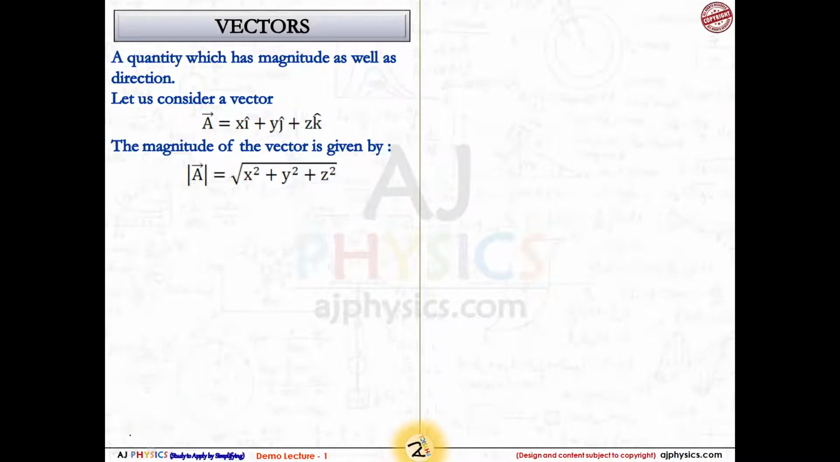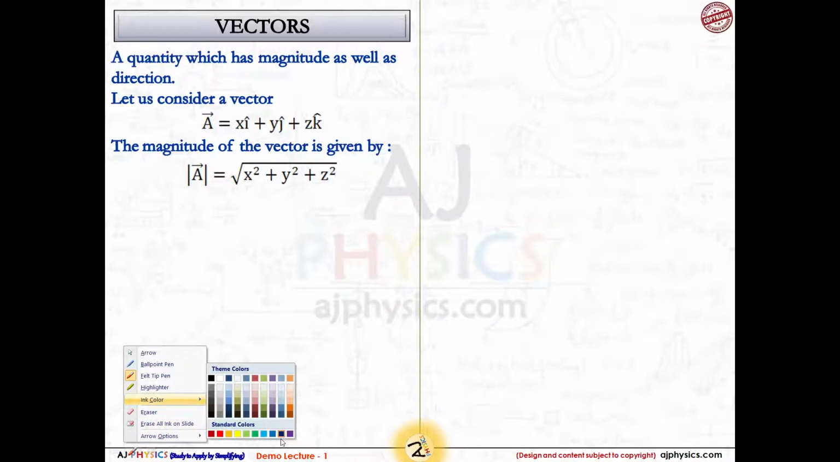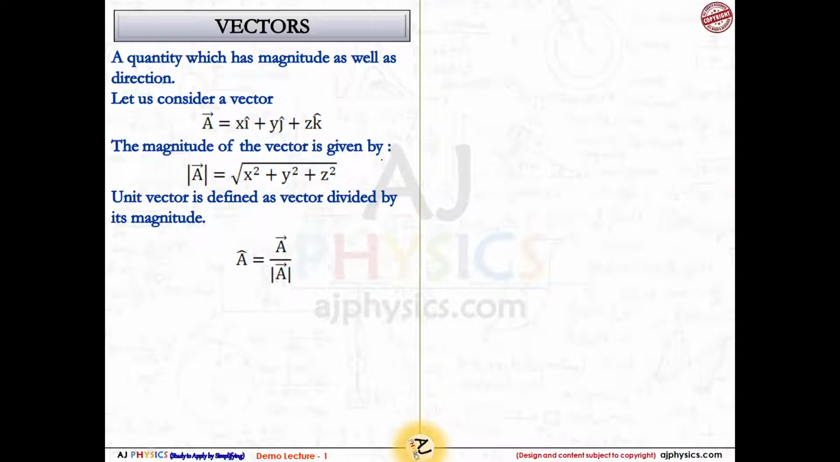And now there is one more thing which is a unit vector. And what exactly is this unit vector? Unit vector is basically vector divided by its magnitude. Fine. So for the previous vector, whatever we have considered, this 3 i cap, 4 j cap minus 5 k cap, its magnitude was coming out to be root 50. So how we define this? A unit vector of A will be 3 i cap plus 4 j cap minus 5 k cap divided by root 50.